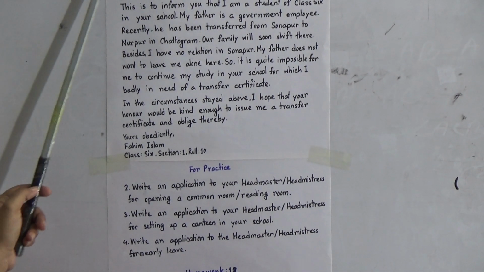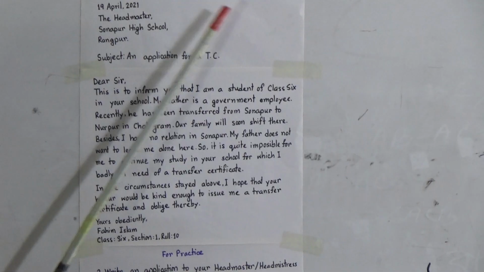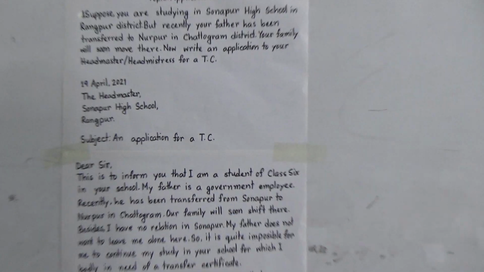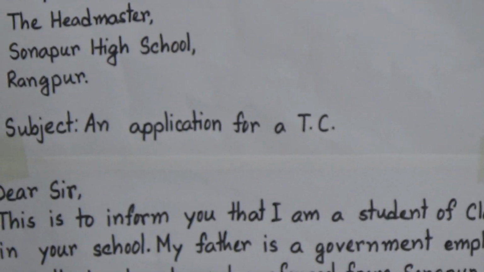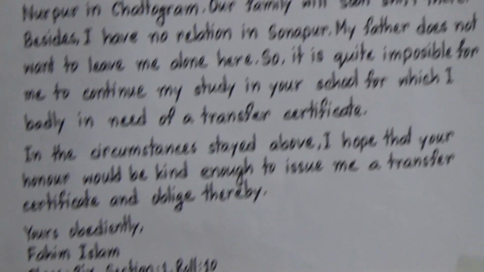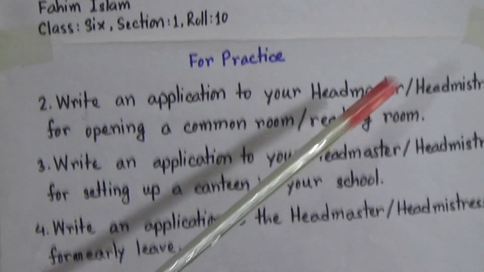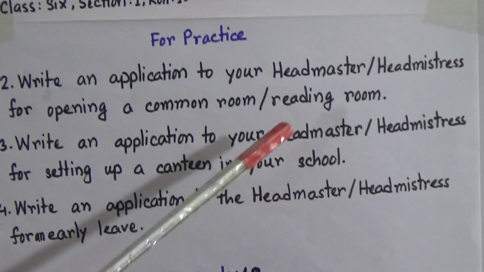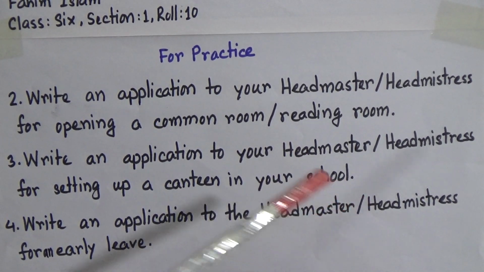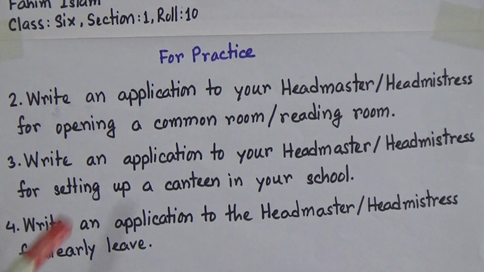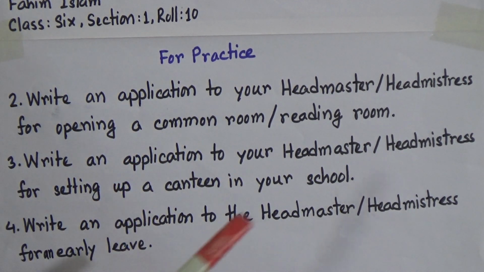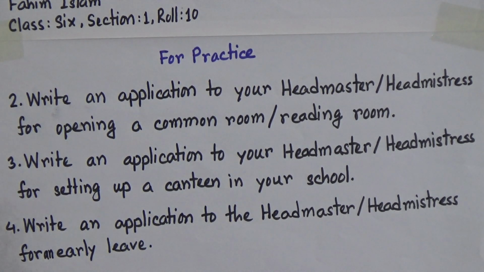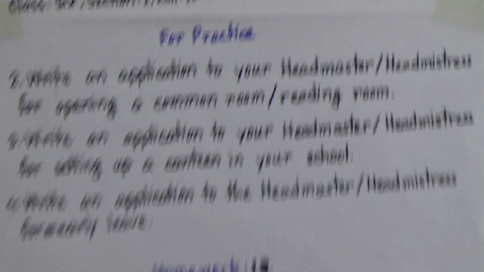First one, you will write an application to your headmaster or headmistress for a TC. Number 2, you will write an application to your headmaster or headmistress for opening a common room or reading room. Number 3, you will write an application to your headmaster or headmistress for setting up a canteen in your school. And number 4, you will write an application to the headmaster or headmistress for an early leave. So there are 4 applications you have to learn in this term.